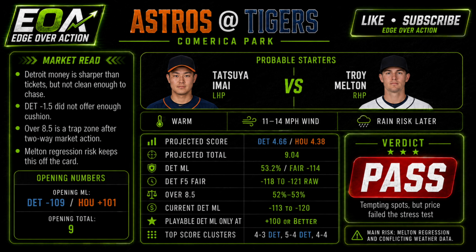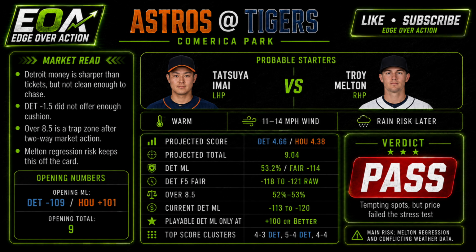Okay, next game, we've got Astros at Tigers. This was a tempting Detroit spot at first, but I reran this one and downgraded it a little bit. So the sharp-looking money appeared to be on Detroit, especially the Detroit run line, but the price did not give enough room after stress testing. The model projected Tigers 4.66, Astros 4.38, with a total around 9.04. Detroit money line hit 53.2%, which is only a fair line around minus 114. The current market was around minus 113 to minus 120, so there was no real edge.